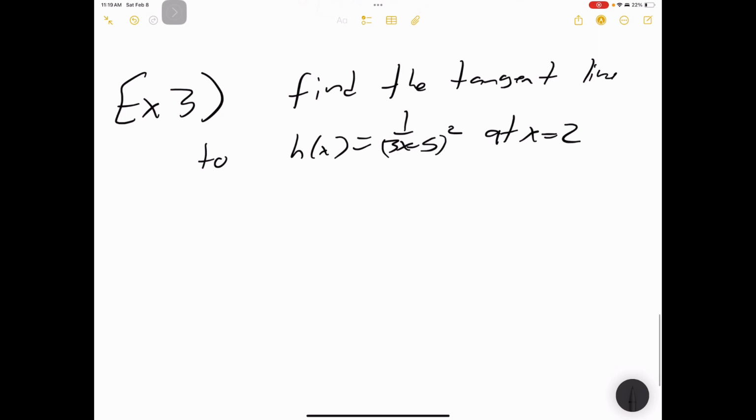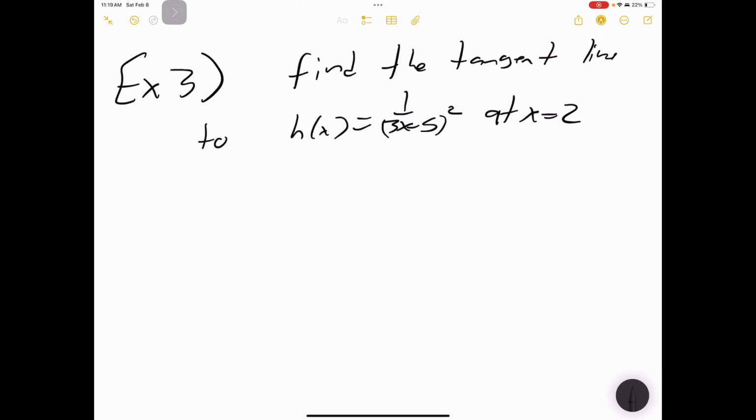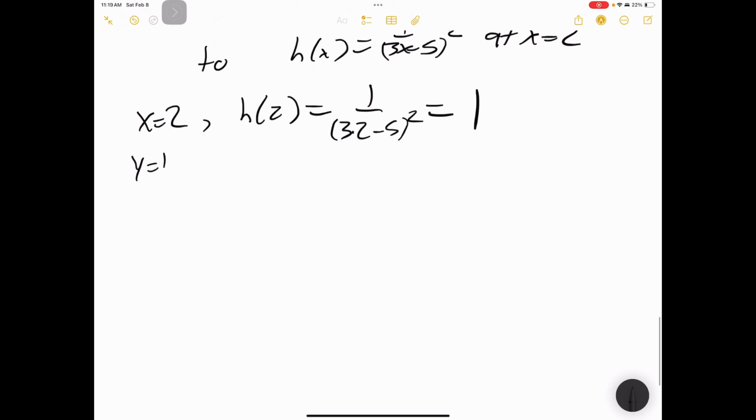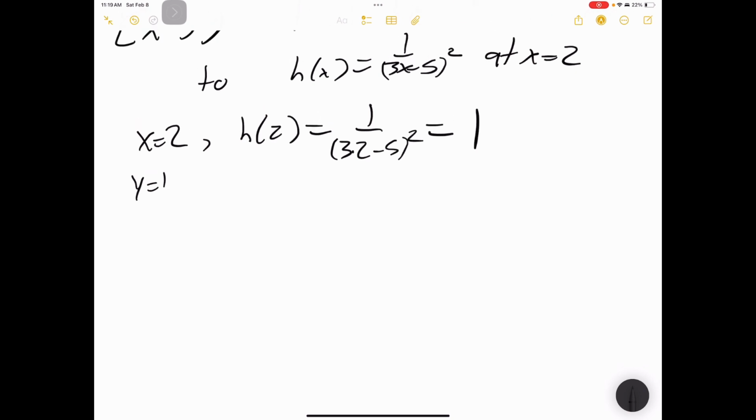Well, we can start by finding what that point is. We can say when x equals 2, h of 2 is equal to 1 over 3 times 2 minus 5 squared. 3 times 2 is 6, minus 5 is 1, 1 squared is 1, 1 over 1 is 1. So x equals 2, y equals 1. And then we can find the slope by finding h prime of x.